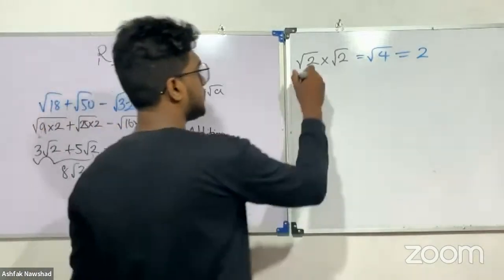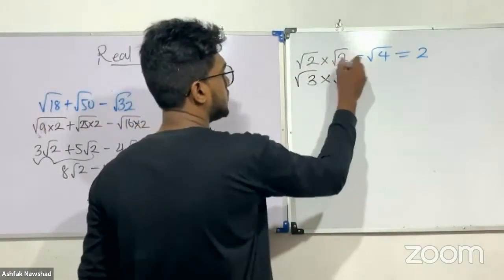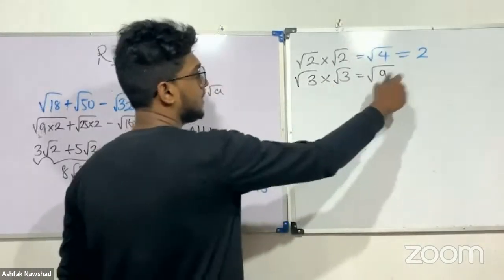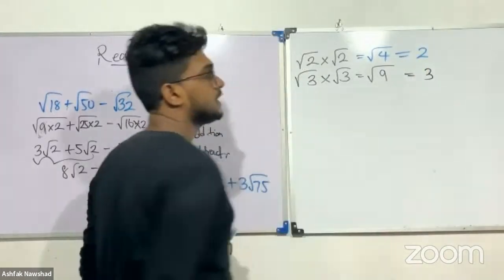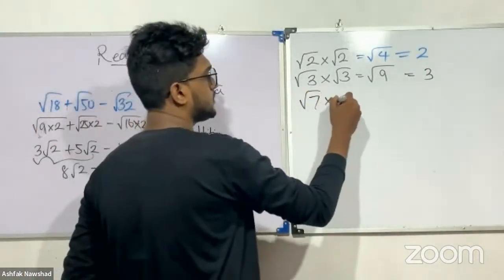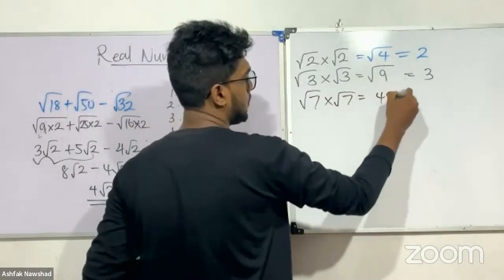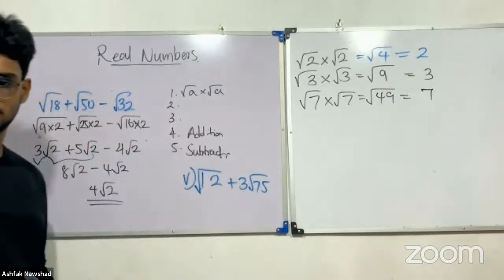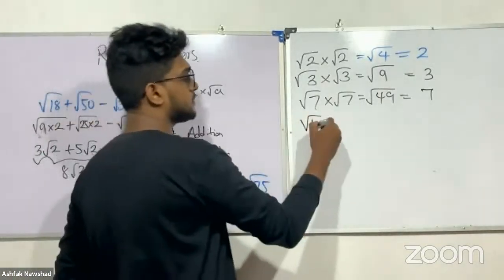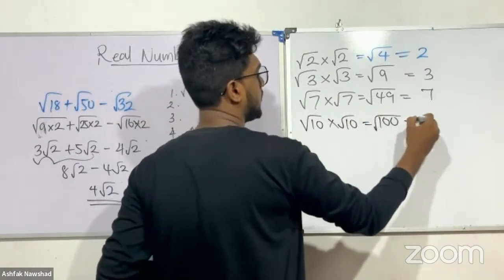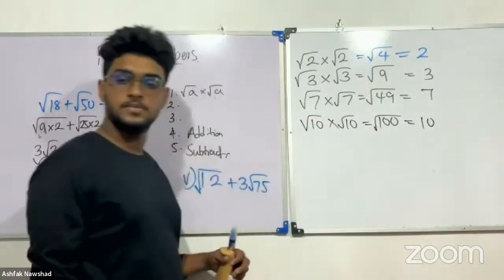I'll take another example. Root 3 times root 3. That is the square root of 9, since 3 times 3 is 9. The square root of 9 is 3. Root 7 times root 7: 7 times 7 is 49, and the square root of 49 is again 7. Root 10 times root 10 is 100, and the square root of 100 is 10.